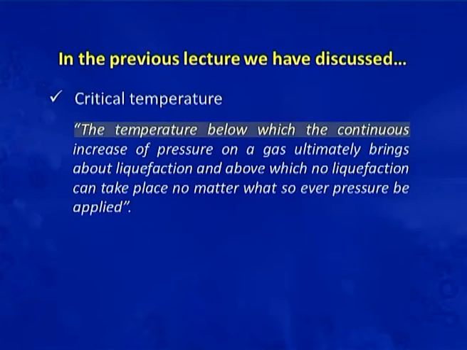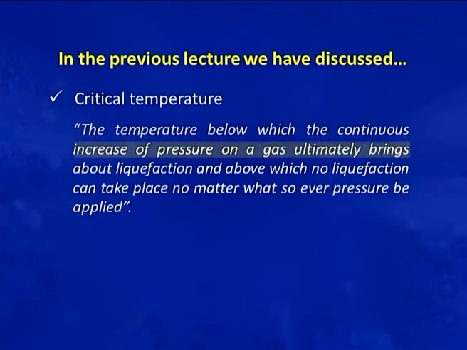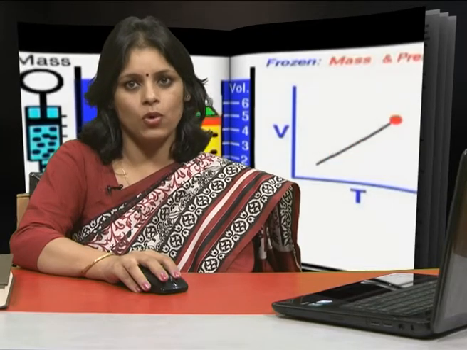First one is critical temperature. It is the temperature below which the continuous increase of pressure on a gas ultimately brings about liquefaction, and above which no liquefaction takes place, no matter whatsoever pressure be applied. And critical pressure: the pressure required to liquefy the gas at critical temperature is called critical pressure, and the volume occupied by 1 mole of gas under these conditions is called the critical volume.